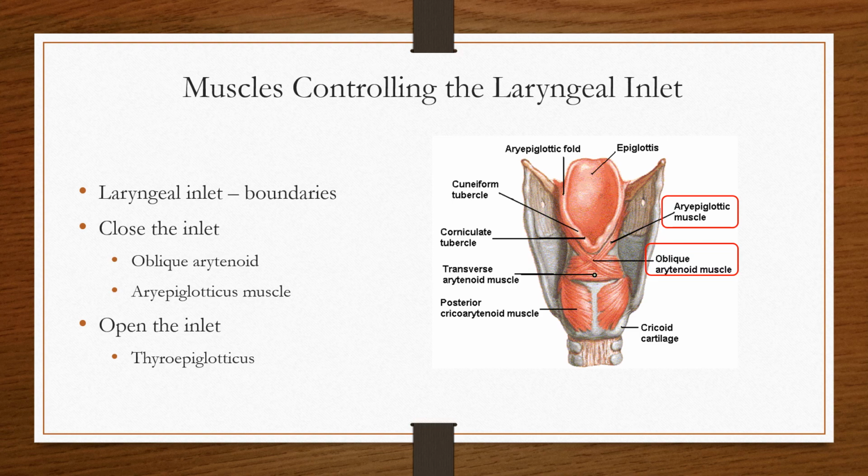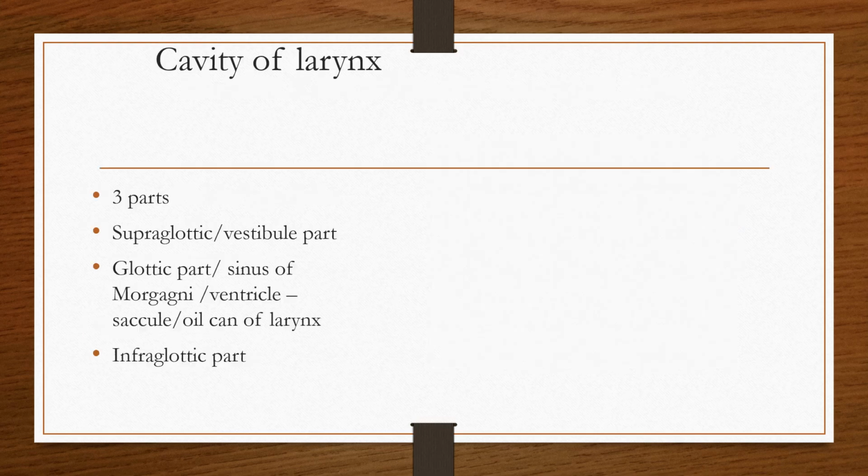What are the muscles controlling this laryngeal inlet? The closure of the inlet is helped by the oblique arytenoid muscle and the aryepiglotticus muscle. The aryepiglotticus lies within this aryepiglottic fold. The opening of the inlet is helped by the thyroepiglotticus muscle. The cavity is divided into 3 parts: the supraglottic part or the vestibule of larynx, the infraglottic part, and the glottic part, the middle part which lies between the vestibular folds and the vocal folds.